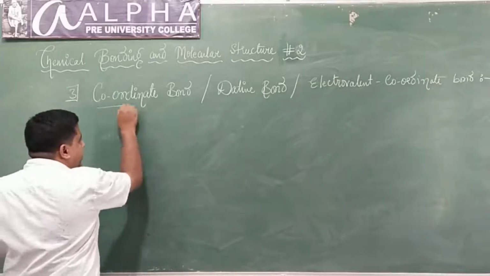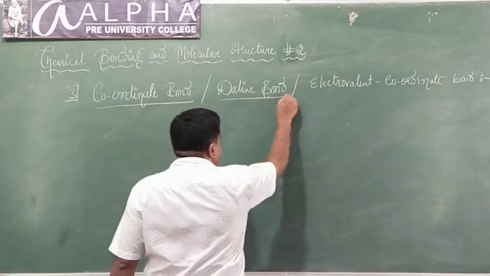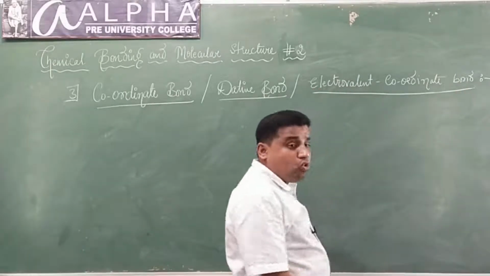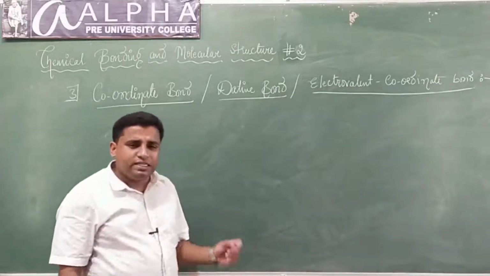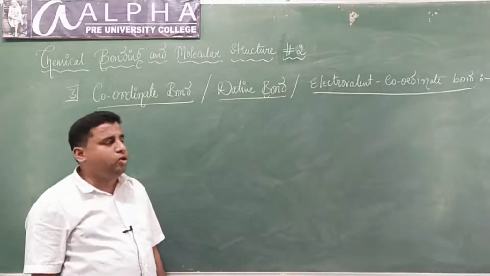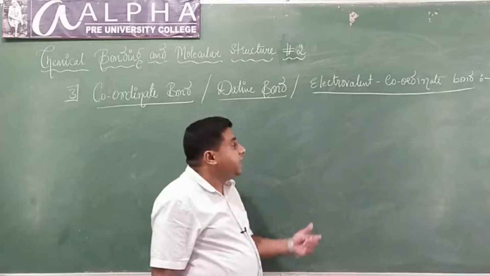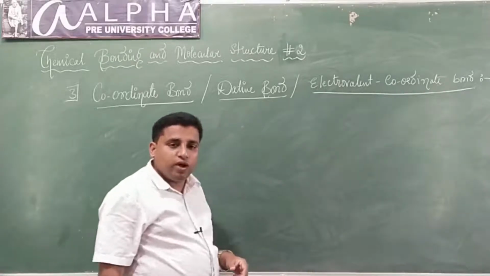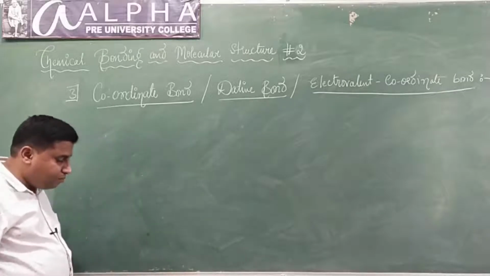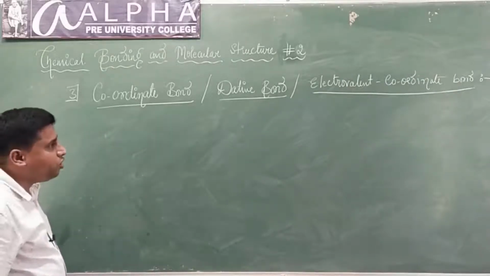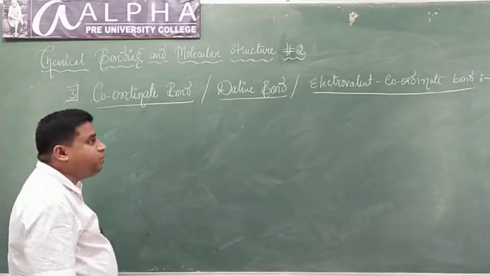A coordinate bond, a dative bond, an electrovalent coordinate bond. If it is simply electrovalent, then the electrovalent bond is also called an ionic bond, but it's not just electrovalent, it is electrovalent coordinate bond. So students, what do you mean by coordinate bond or dative bond or electrovalent coordinate bond?